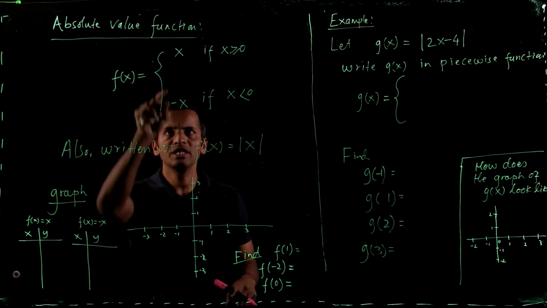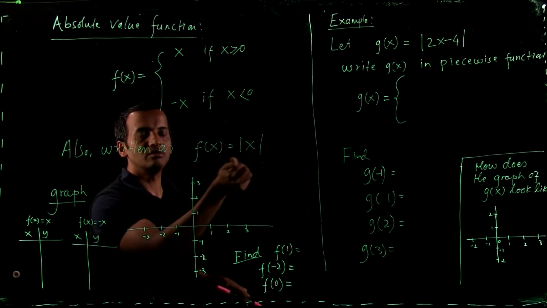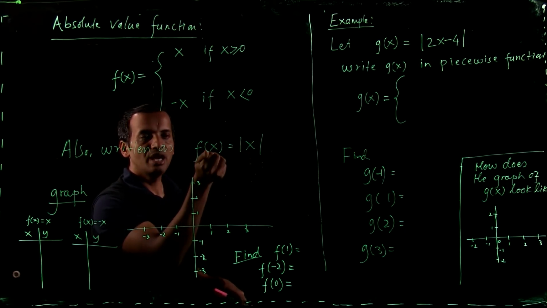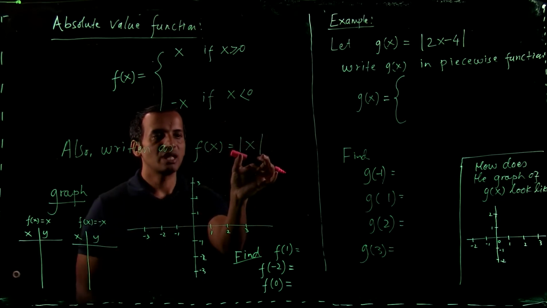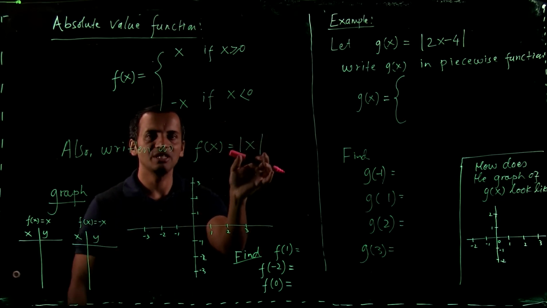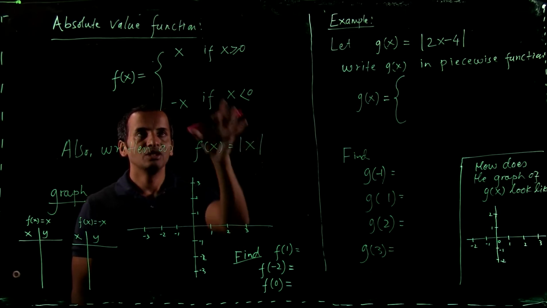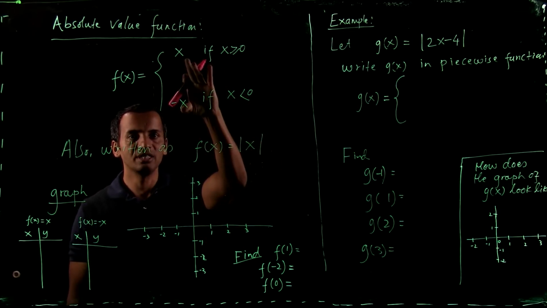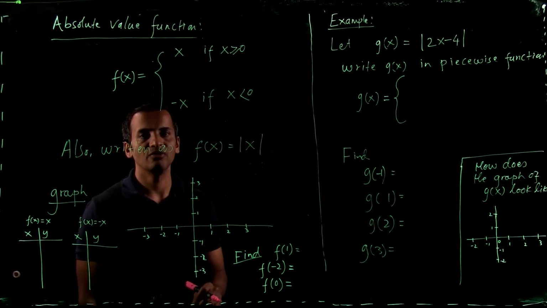But in short, instead of writing two pieces, sometimes we write this notation as a single piece. Okay, f of x equals to these two bars around. So that's called absolute value, or sometimes it is called modulus. So absolute value of x. This is the short form for this piecewise function. Okay, and the name of this function is absolute value of x.